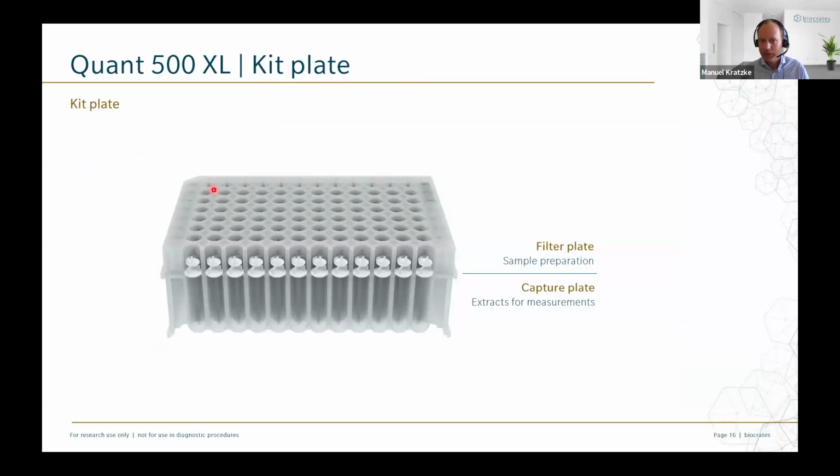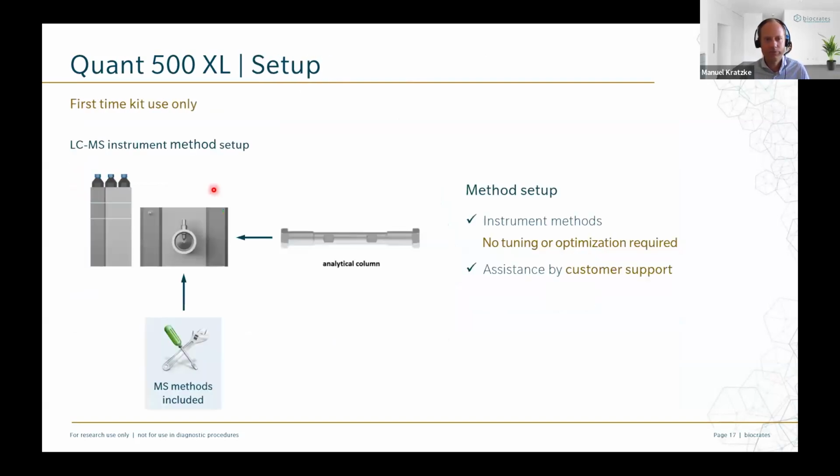The sample preparation is performed on a 96 well plate, which comes with the kit. When setting up the instrumental methods for the first time, you copy them to MassHunter. There's no tuning optimization required. This procedure is assisted by customer support, and there is for sure also a training included when starting for the first time.